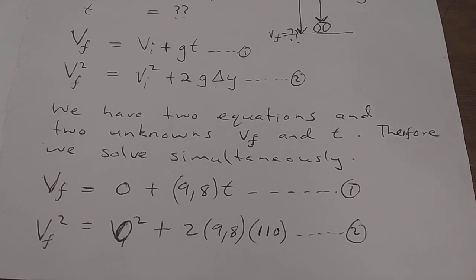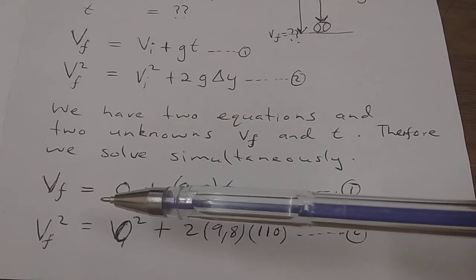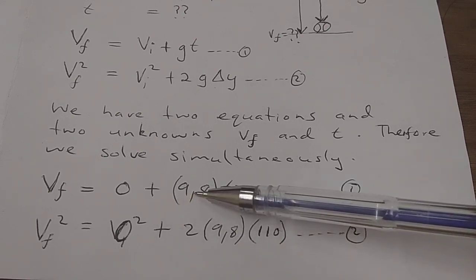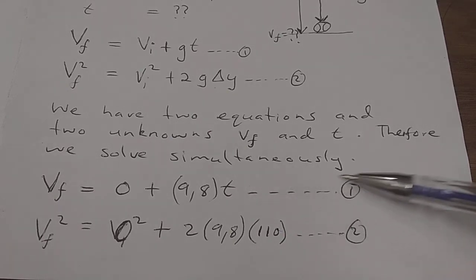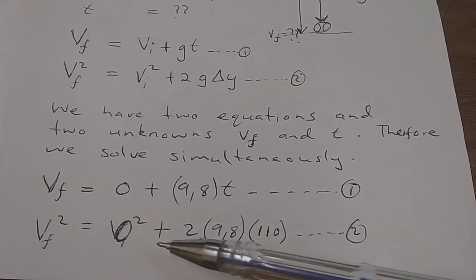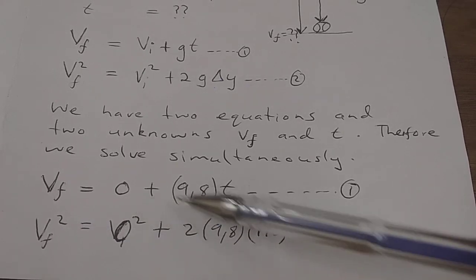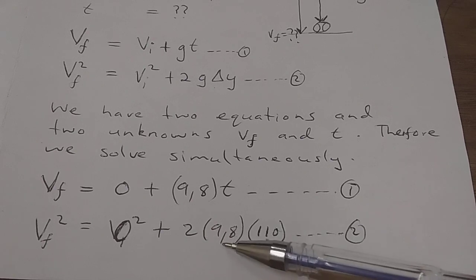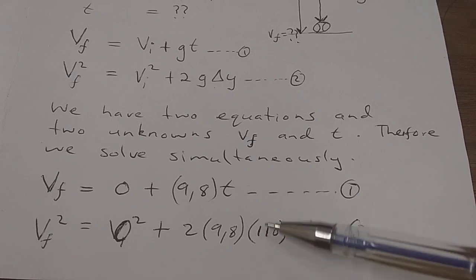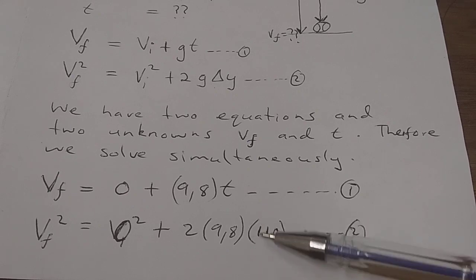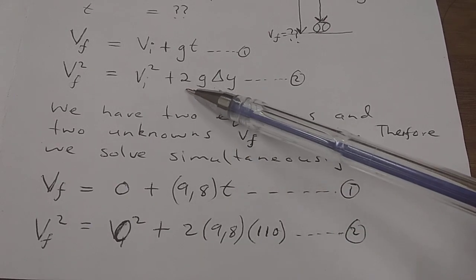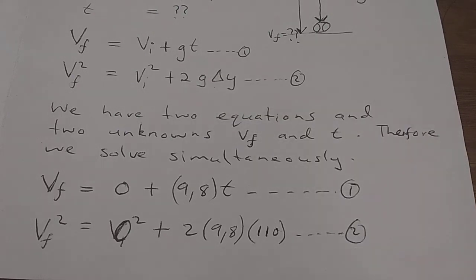So by solving simultaneously, what do I mean? I mean VF is equal to 0 plus, that is my acceleration, 9.8 times t. It will give you our first equation. The second equation, VF squared equals 0 squared plus 2 multiplied by 9.8 times, this is our change in y. This is the change in y, the distance below, which is 110 meters. Acceleration, and this is the formula, 2g. Okay, that is our second equation.